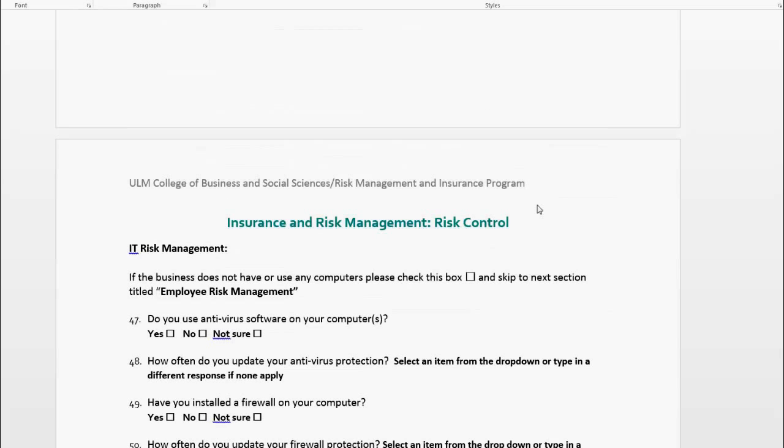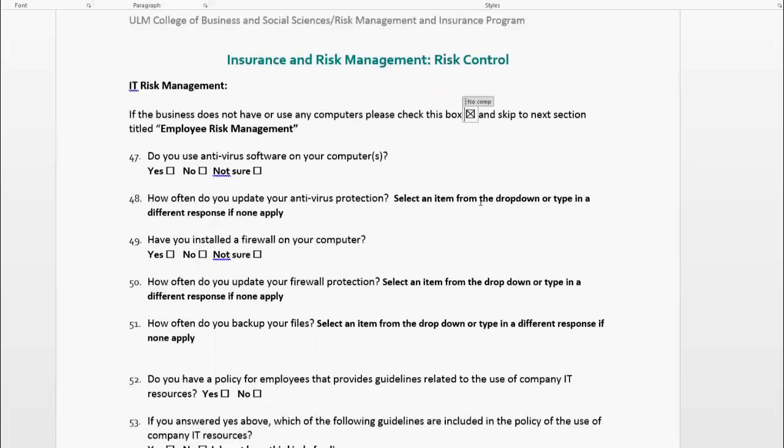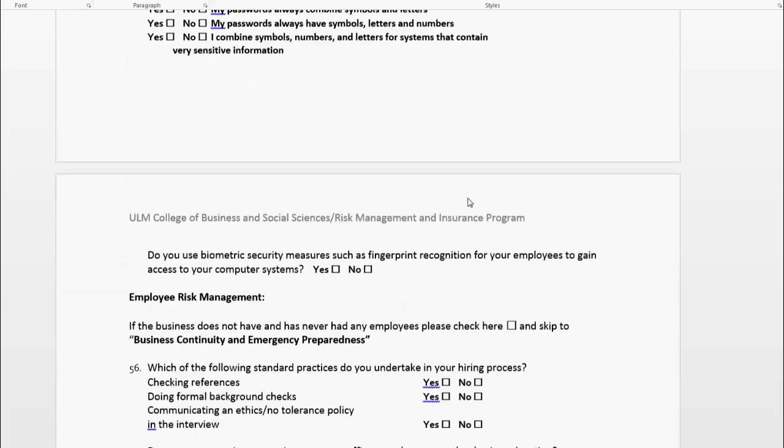Now we're at the risk control portion of the survey. The first thing you want to do, and this is the only section that you're going to skip a whole section if it's not applicable. You'll already know if they use computers. If you check this box, because you know they don't use computers, you don't even have to ask them any of these questions. Then you're just going to jump down to the next section, employee risk management.